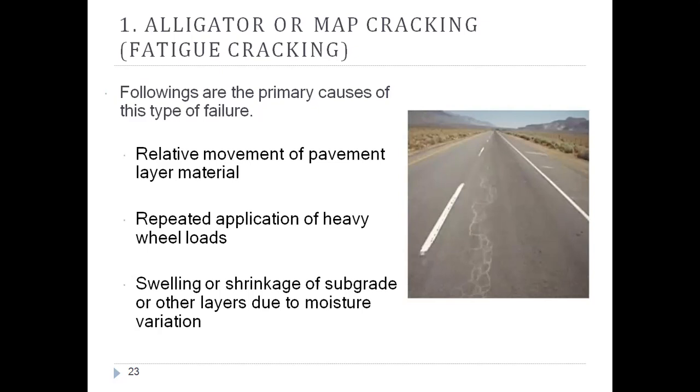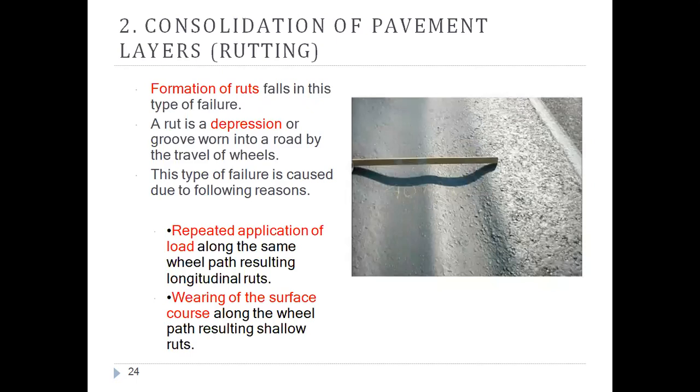The swelling or shrinkage of subgrade soil or other layers due to moisture variations. Here you can see the rutting of pavement. The formation of ruts falls in this type of failure. A rut is a depression or a groove worn into a road by the travel of wheels. This type of failure is caused due to repeated application of load along the same wheel path, resulting in longitudinal ruts.